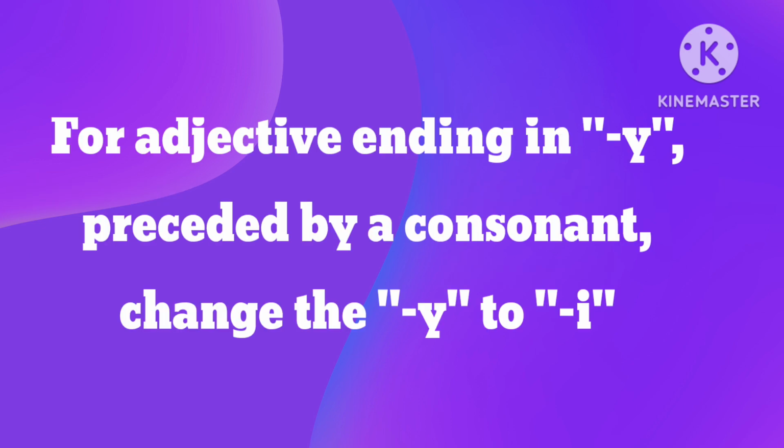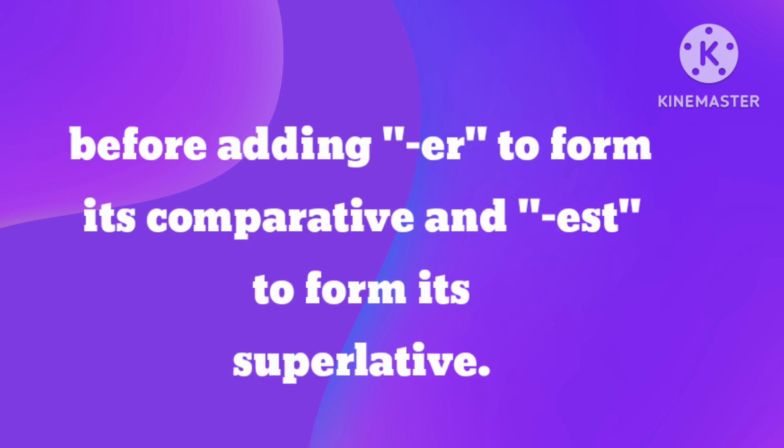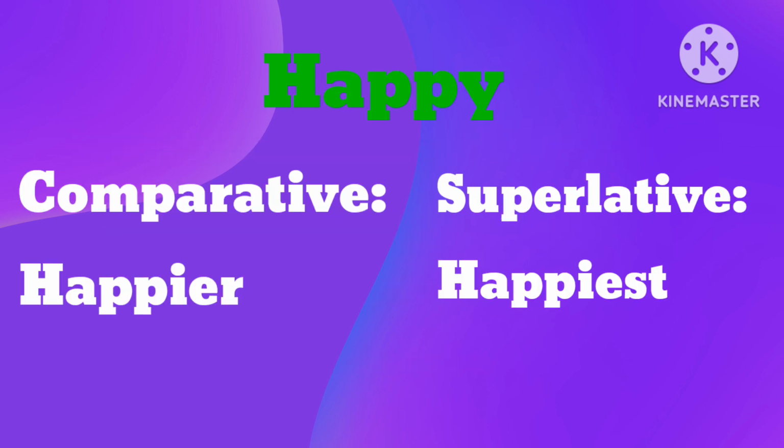For adjective ending in y, preceded by a consonant, change the y to i before adding er to form its comparative and est to form its superlative. Examples: happy. Comparative, happier. Superlative, happiest.